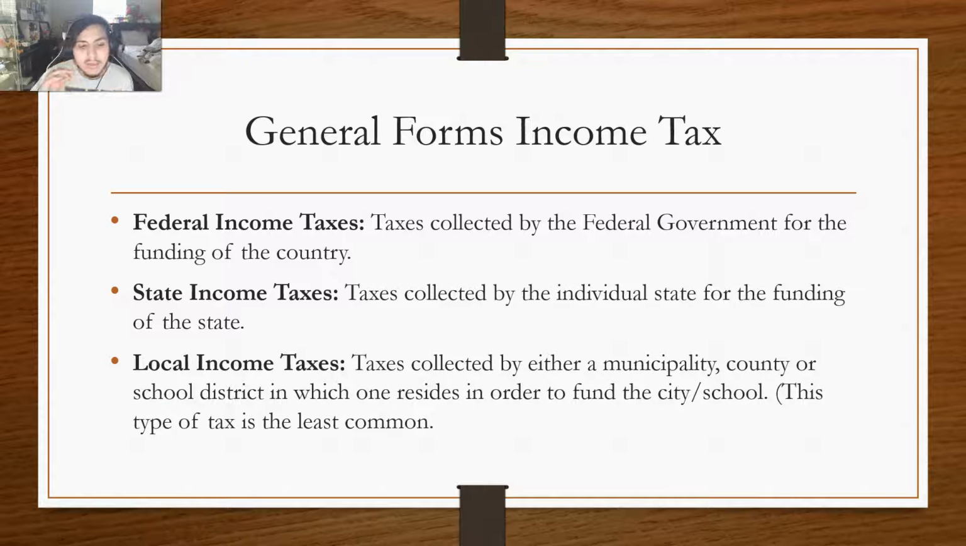And then the rarest type is the local income taxes. These are collected either by municipalities, counties, or school districts to fund either the city or the municipality that the tax is being taxed on, or the schools. A lot of schools get funding via property taxes, but some school districts actually just go ahead and tax the people that live in it and that go to that school district, so they get money from the people that live there. This is not that common. It's the least common of these.